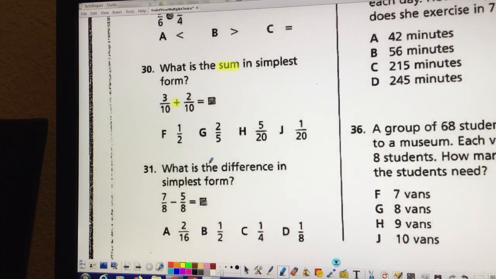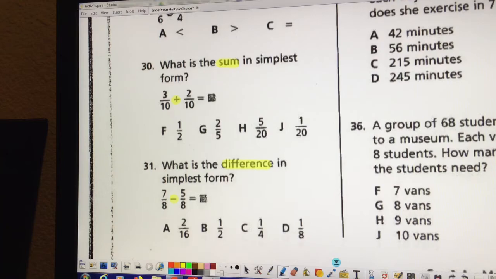Then for number 31, it says, what is the difference in simplest form, which means it's subtraction. So number 30, you're going to add the two fractions together, but then 31, you're going to subtract them. Remember, no help from your parents. They want to see what you know or don't know. It's information for the 4th grade teachers.